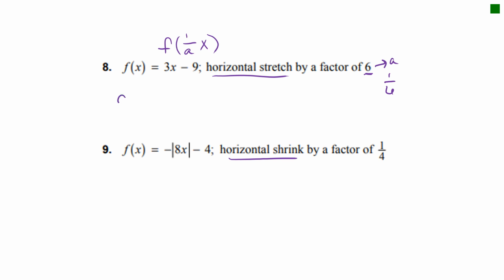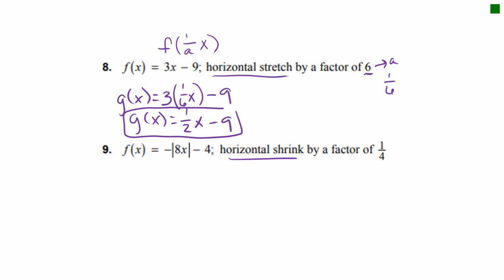So in this case, our new g of x is going to look like this. It'll be the f, but where I see x, I'm going to plug in 1/6 x minus 9. Then 3 times 1/6 is 3 times 1 divided by 6, which is 1/2, and then just minus 9. There's no distributing here because this wasn't a binomial to begin with. Lots of algebra rules going on here.